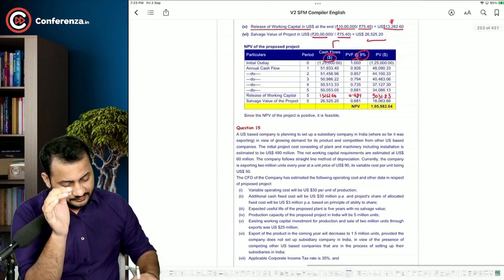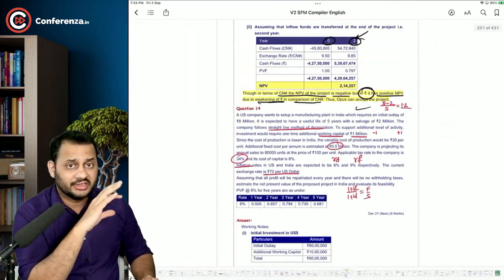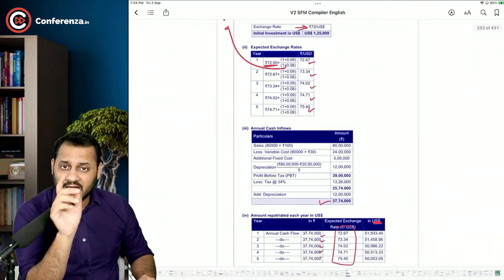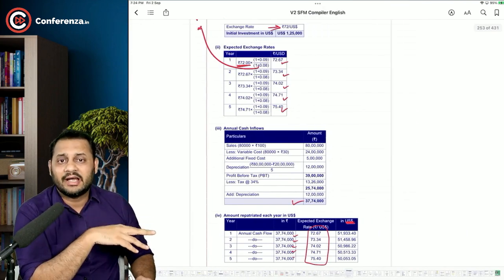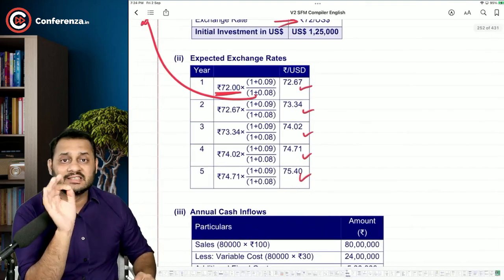This question was asked in December 21 for 8 marks. See, the answer is very easy, but what will happen, I will tell you. Since it will take time to write down this much of the answer, there are chances that you will end up making some mistakes.